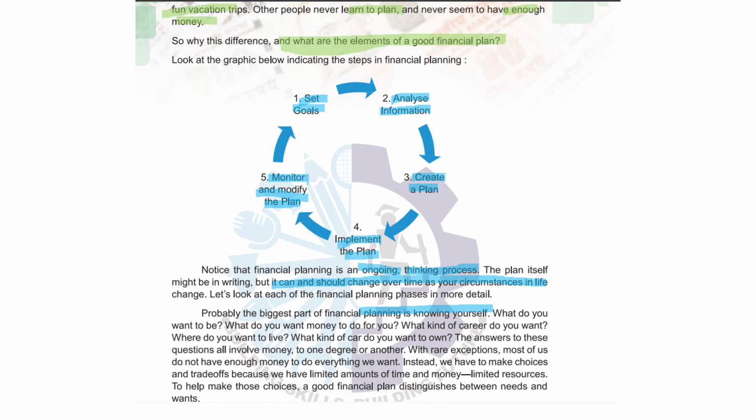उसके लिए you should ask some questions: what do you want to be, what do you want money to do for you, what kind of career do you want, where do you want to live, what kind of car do you want to own. The answers to these questions will all involve money. Obviously आपको कुछ भी खरीदना है, कुछ बनना है, पढ़ना है, कोर्स करना है या कहीं पे भी रहना है, you will have to get money, and money will be one of the basic resources needed. ठीक है। So here we know now that money is a very important resource.